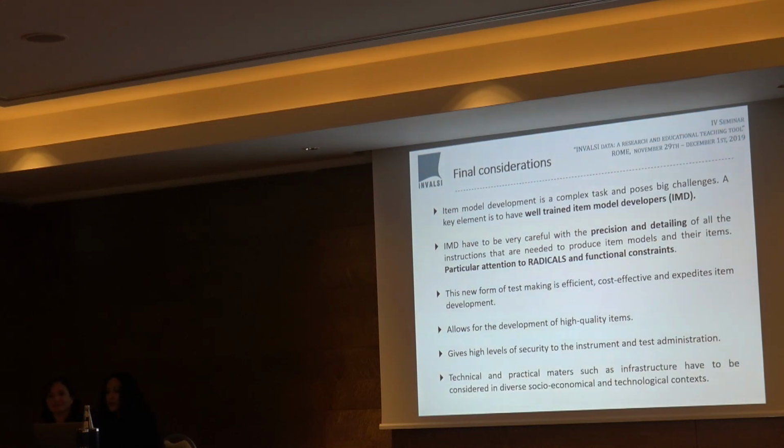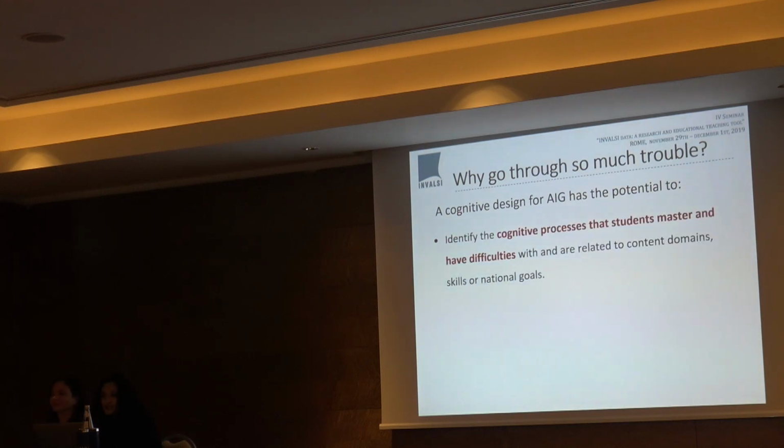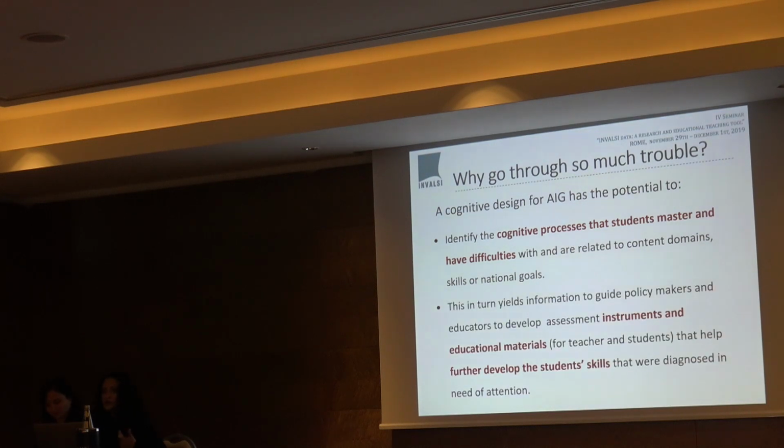And why do we go through so much trouble of the cognitive maps, of the specialists, and of all these details of the curriculum map? Because the cognitive design for automatic item generation has the potential to identify what cognitive processes our students master, but most importantly for educators, in which ones they have difficulties. If we know this, we have a lot of power as policymakers, decision makers, educators, to build educational programs for teachers, educational materials to help the students, programs to guide the students and to tutor them in order to strengthen their abilities.